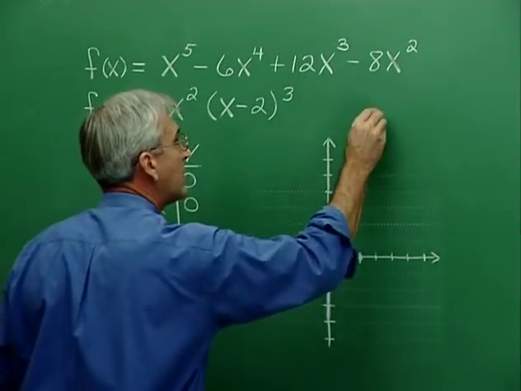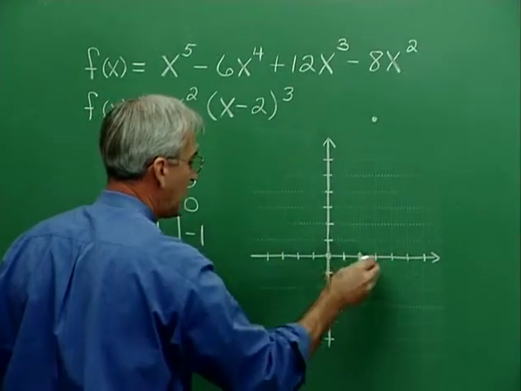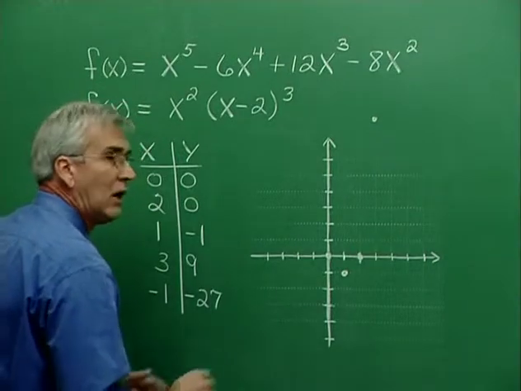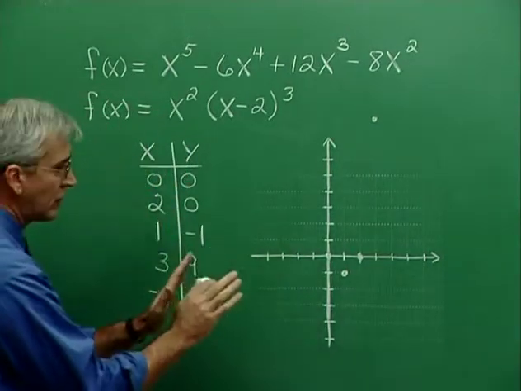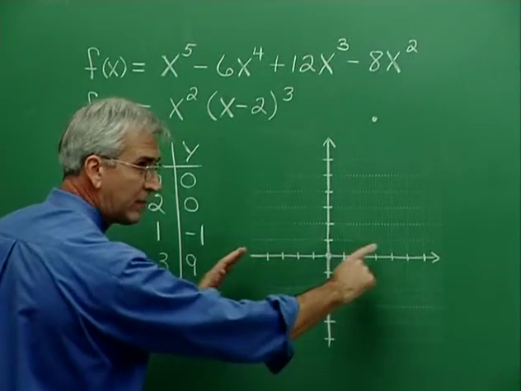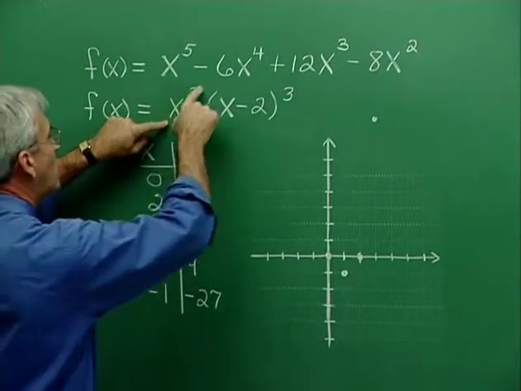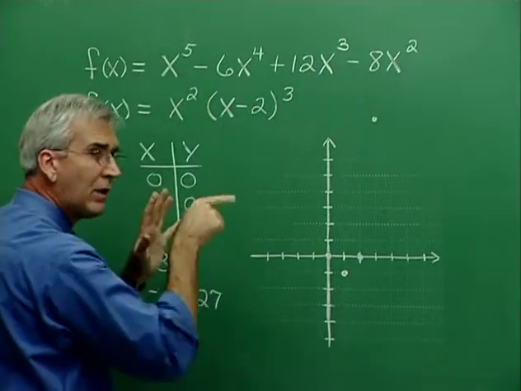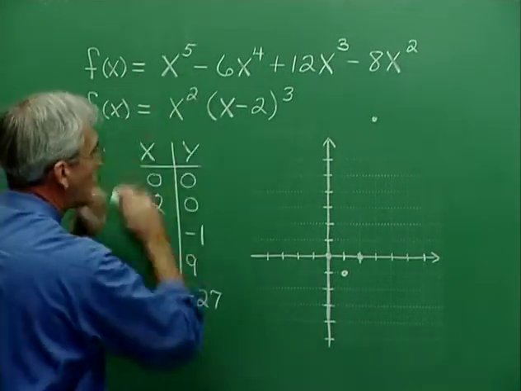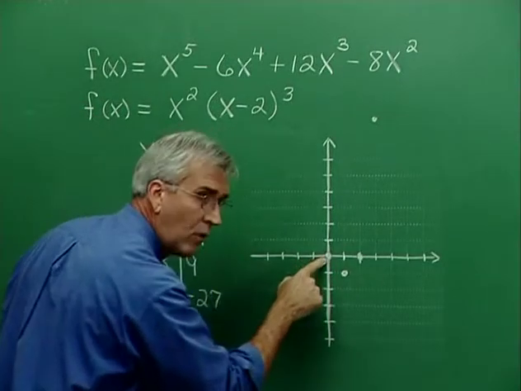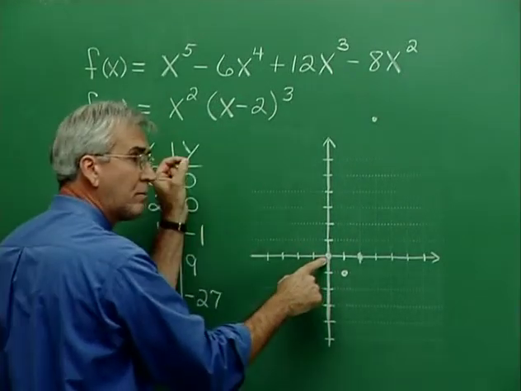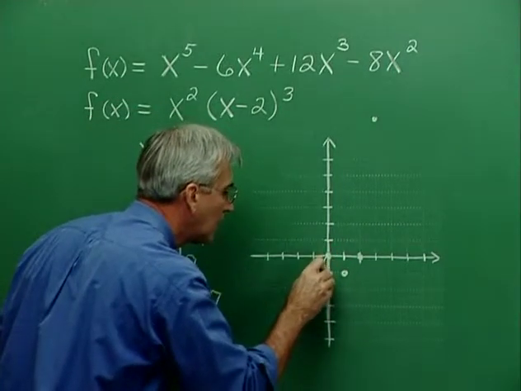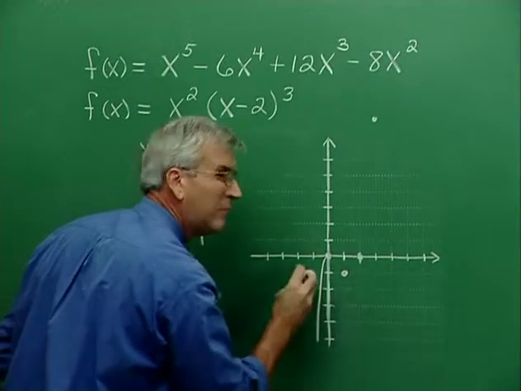So f of 3 goes up here at 9. It's about off the graph, I think. f of -1 goes to -27. It's way off the graph. Now, here's how we evaluate the nature and the behavior of the graph in this neighborhood. We're looking at an x squared here, and the x squared behavior, we know, is the parabolic behavior. And that behavior will occur at this point, at the 0 corresponding with x squared.